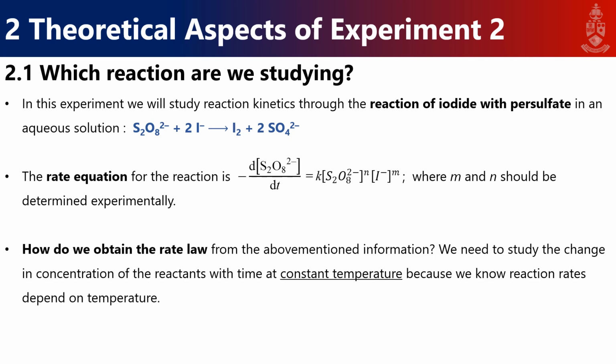M and n will be determined experimentally, and this is what you're going to do in this specific experiment. How do I get the values of m and n? From the above mentioned information, you're going to study the change in concentrations of the two reactants with time at a constant temperature. Why do we keep the temperature constant? Because we know that reaction rates depend on temperature. So you are going to work in a constant temperature water bath, and therefore you're going to control the temperature of your reaction system.